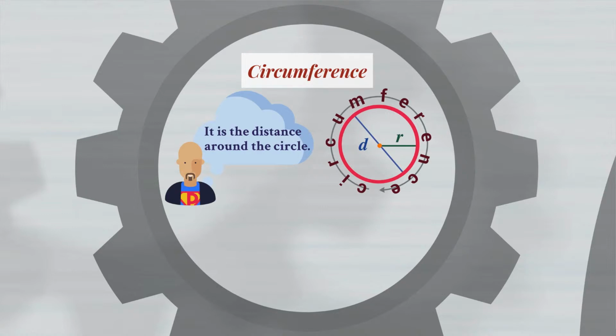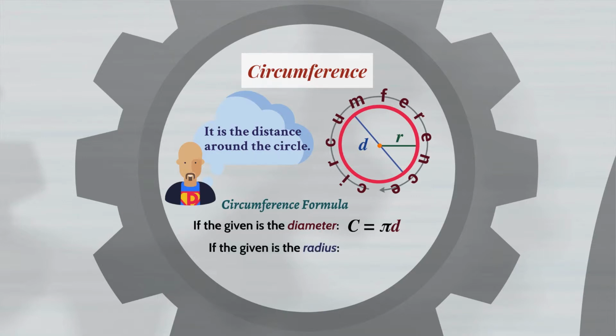We can find the circumference of a circle by using the circumference formula. We have two cases to consider in finding the circumference of a circle. If the given is the diameter, we use the formula C is equal to the product of pi and d, where C is the circumference and d is the diameter. On the other hand, if the given is the radius, we use the formula C is equal to twice the product of pi and r, where r is the radius. We use the approximate value of pi, which is 3.14.